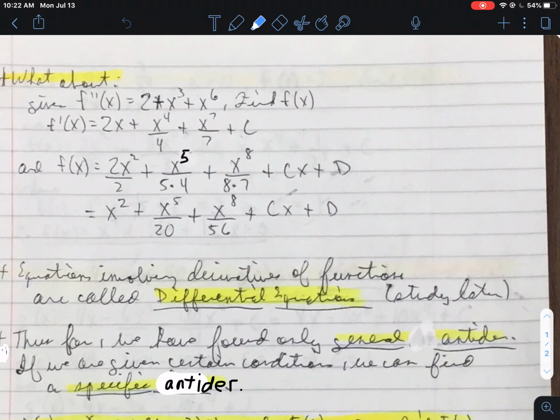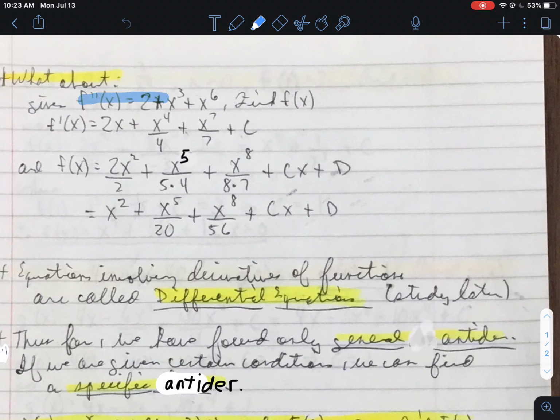So what about the next one? Here I'm given f double prime. All right, so notice my notation here. In the previous examples, we were given the function and looking for the antiderivative. So basically, we were given f prime and we were looking for f. Here I'm given f double prime and I'm asked to find f. It doesn't change anything. It just means I'm going to have to find the antiderivative twice.